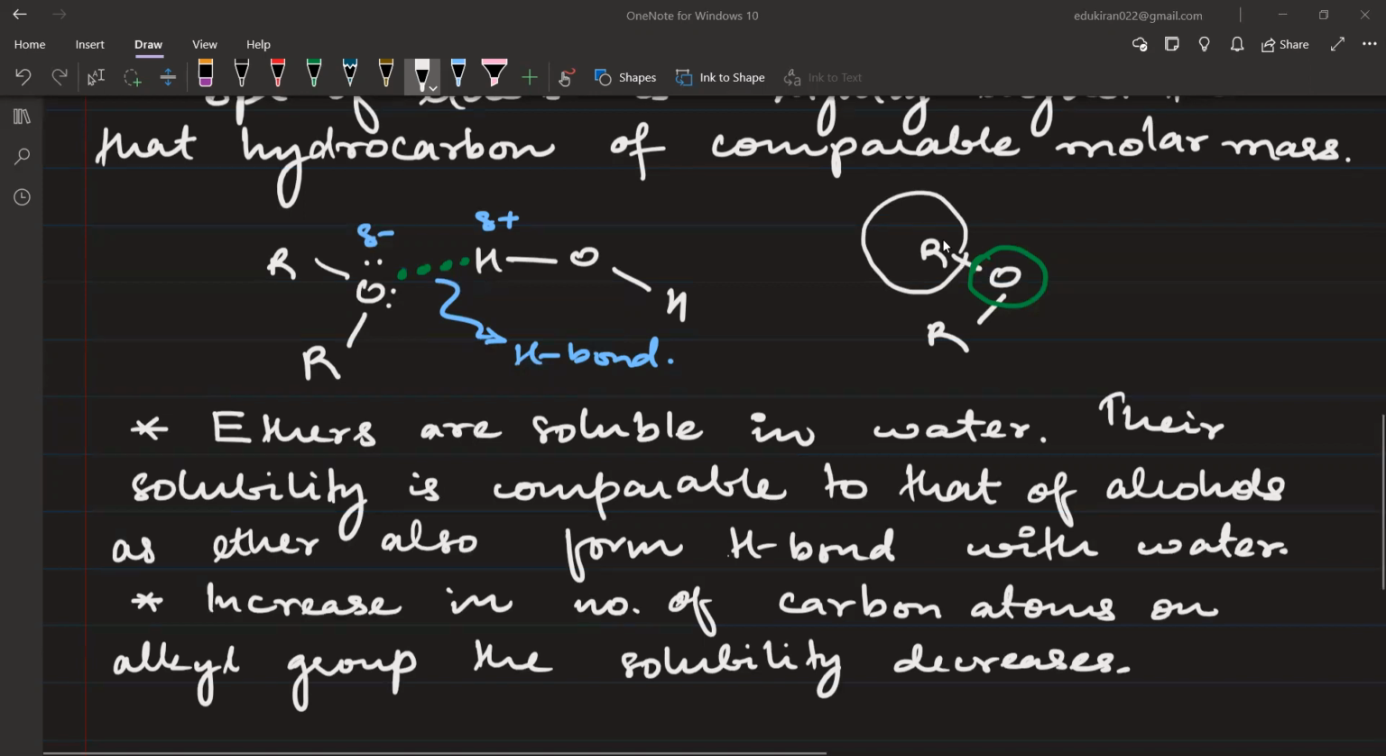Got it? When the alkyl group will be bigger, it will be pushing away the water molecules, because obviously this alkyl group is non-polar. It cannot form hydrogen bonds. So if it is not forming hydrogen bond, it will be keeping the water molecules away. If those water molecules are away, the oxygen cannot interact with them. The unfavorable part becomes more dominant. Correct.